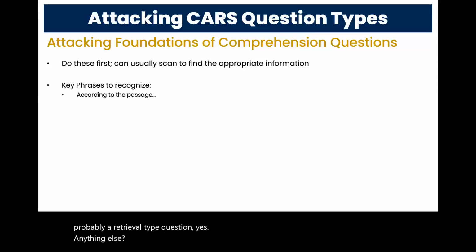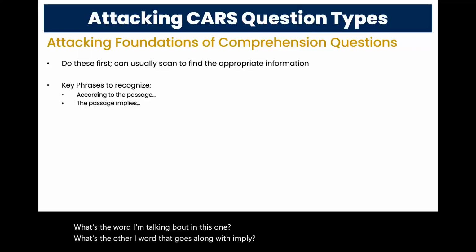There's two I words they use a lot, which technically have different meanings, but the MCAT treats them like they're the same. What's the I word I'm talking about in this one? What's the other I word that goes along with imply that nobody ever gets straight? Not indicate. It means the same thing, but not quite the same thing.